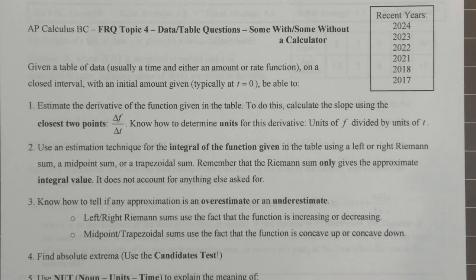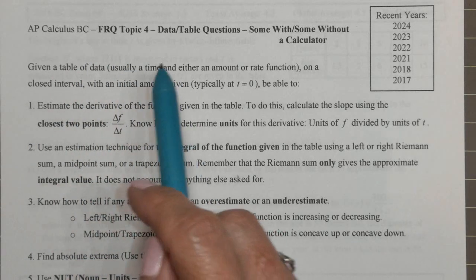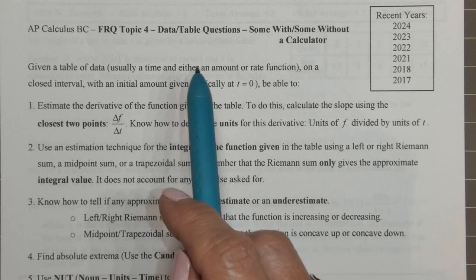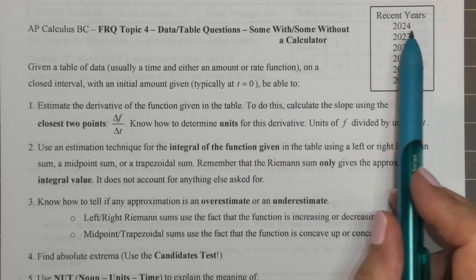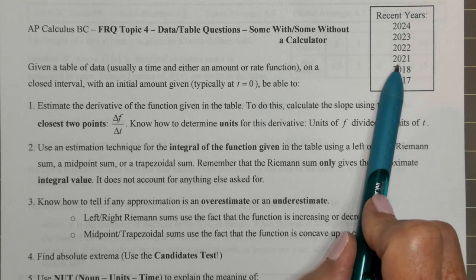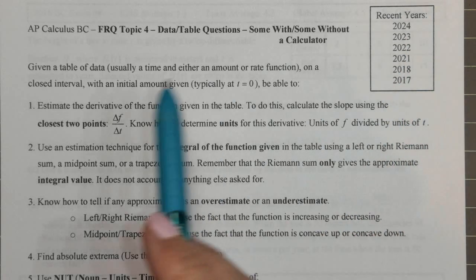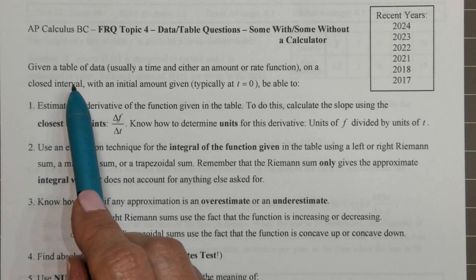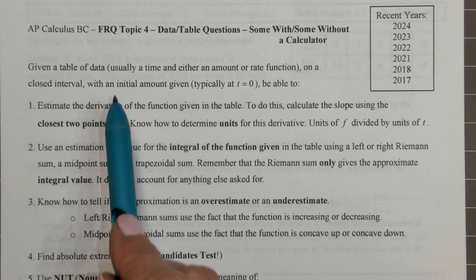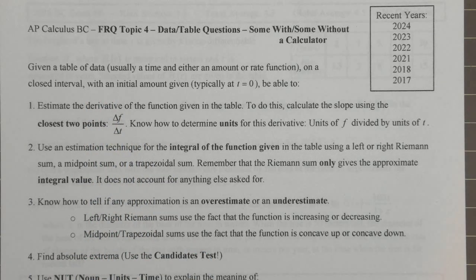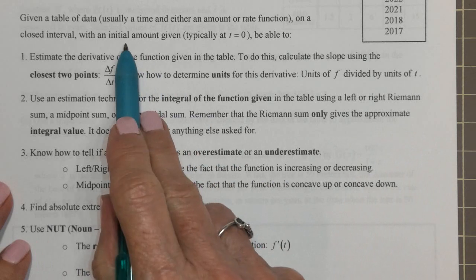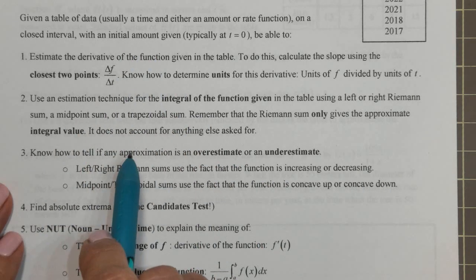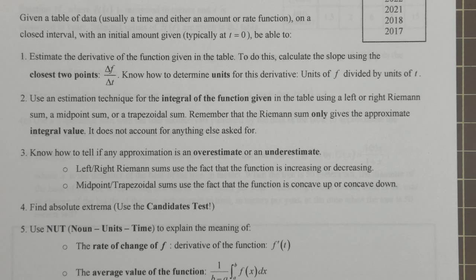Today we're taking a look at FRQ topic 4, which is data questions, or table questions, where they give you a function or functions in a table. It's a very common topic on the AP exam. You're given a table of data, usually a time and either an amount or a rate function, on a closed interval with usually an initial amount given to you. And you're asked to do a variety of things.